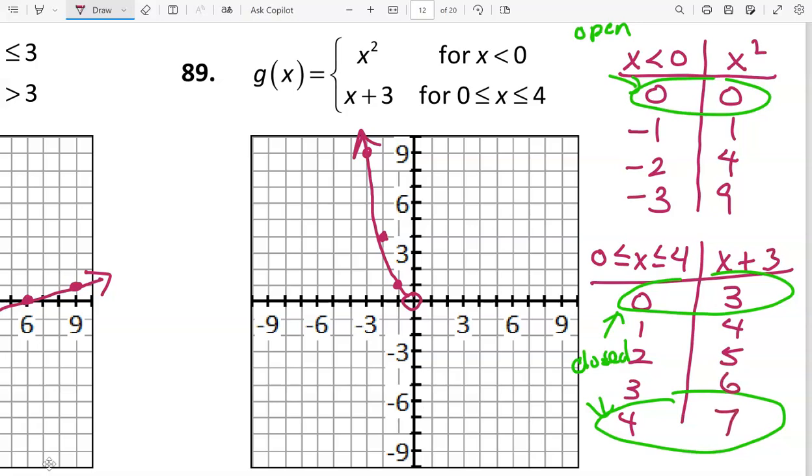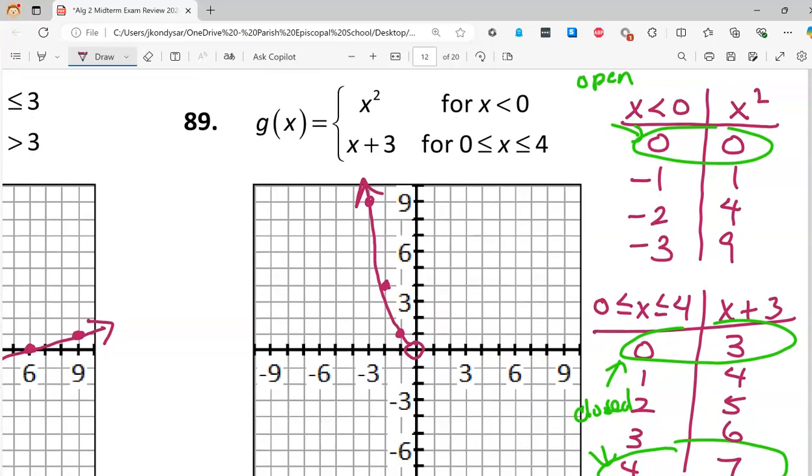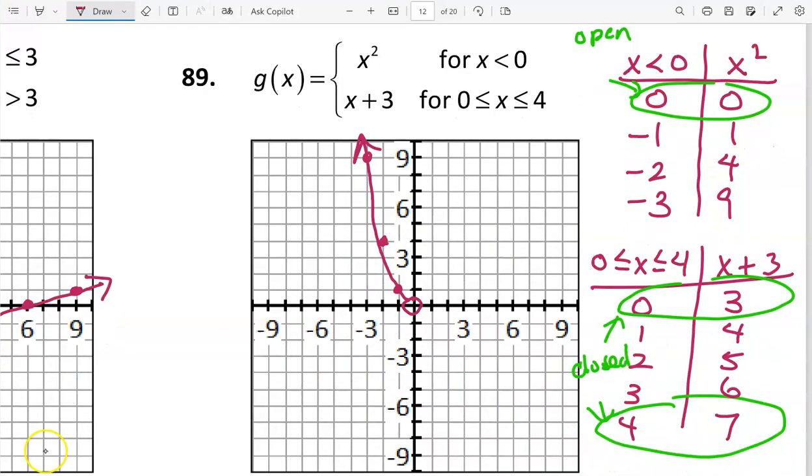Now we have a lot of points that we can graph. (0, 3) is our first endpoint, (1, 4), (2, 5), (3, 6), (4, 7) is the second endpoint. This has no arrows. It just starts at x equals 0 and stops at x equals 4.